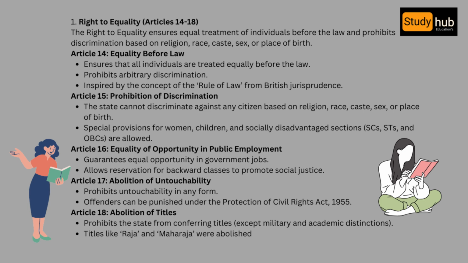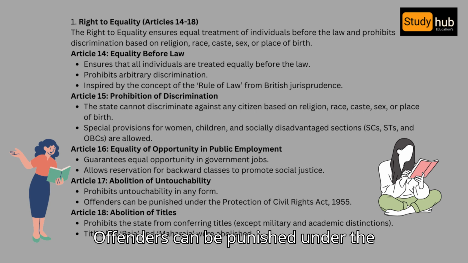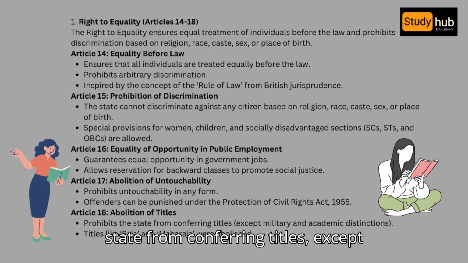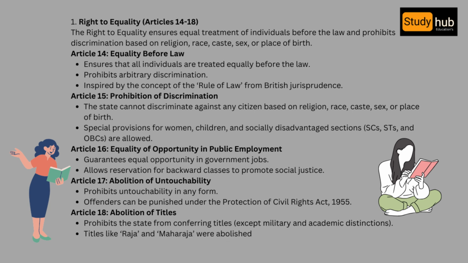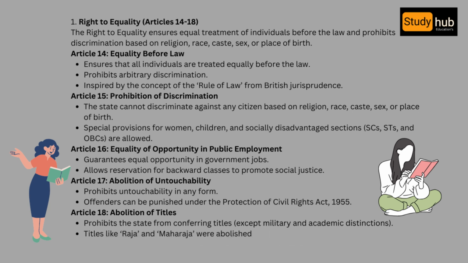Article 17, Abolition of untouchability. Prohibits untouchability in any form. Offenders can be punished under the Protection of Civil Rights Act, 1955. Article 18, Abolition of titles. Prohibits the state from conferring titles, except military and academic distinctions. Titles like Raja and Maharaja were abolished.